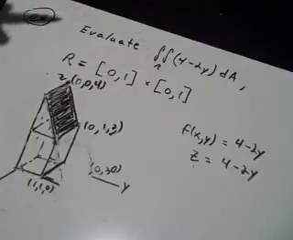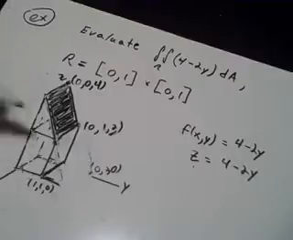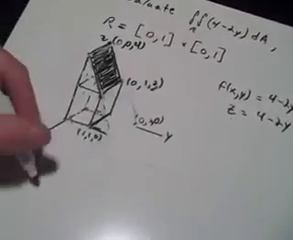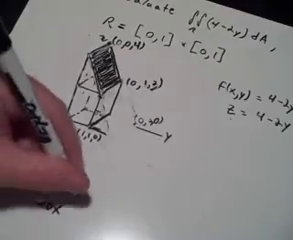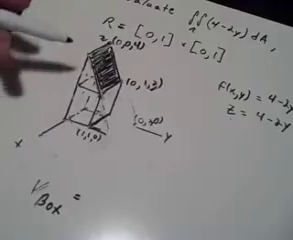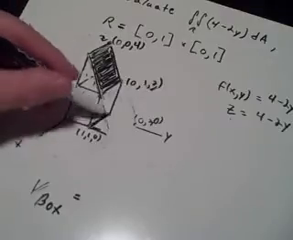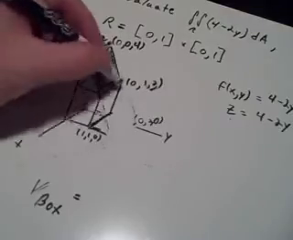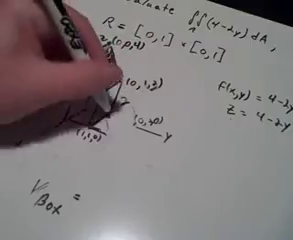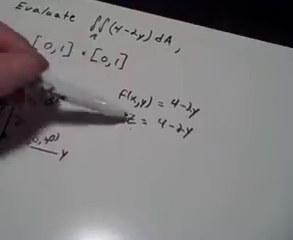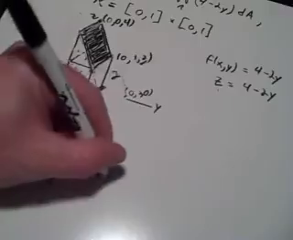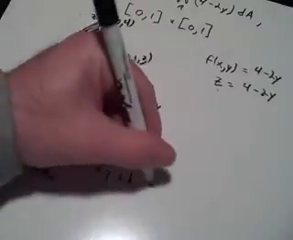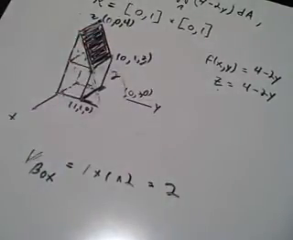So okay, let's start by finding the volume of this box right here. The volume of the box, well, it's just a 1 by 1 by, it's got to have a height of 2, because if you plug y equals 1 into this equation over here, you'll get z equals 2. So it's just a 1 by 1 by 2 box. So it must have a volume of 2 cubic units.